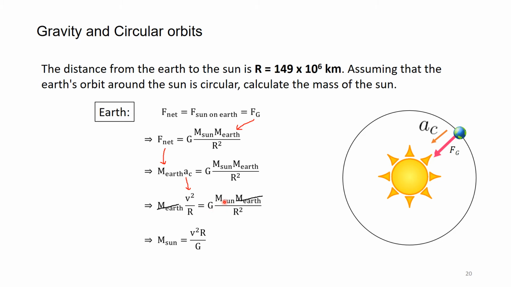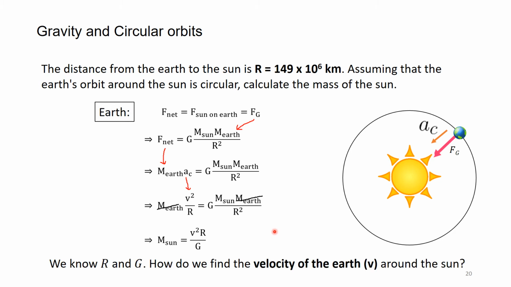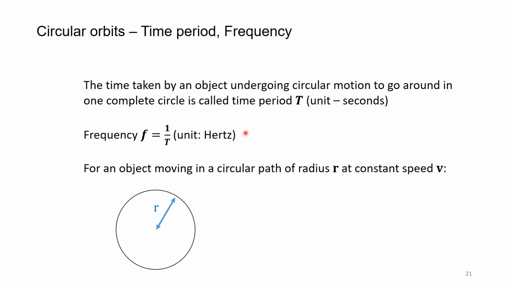And then rearrange the equation, solve for the mass of the sun, and we get this. Mass of the sun equals v squared r over G. Now we know what r is, and G is a constant. We can look up the value. But what's v? What's the speed of the Earth? So let's figure that out as well. All right, to understand the speed of the Earth, let's look at the next concept.